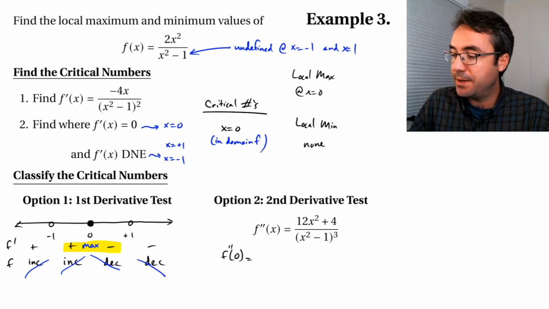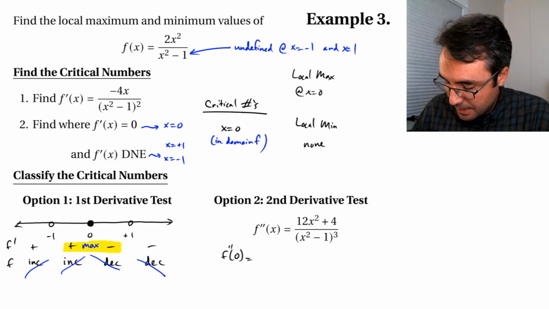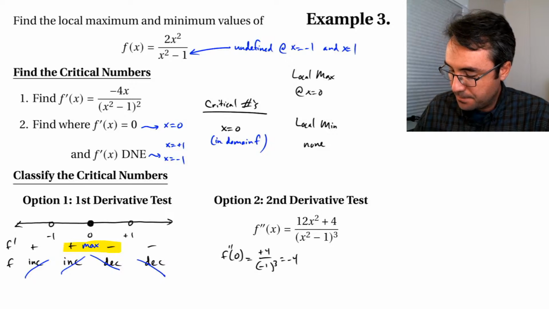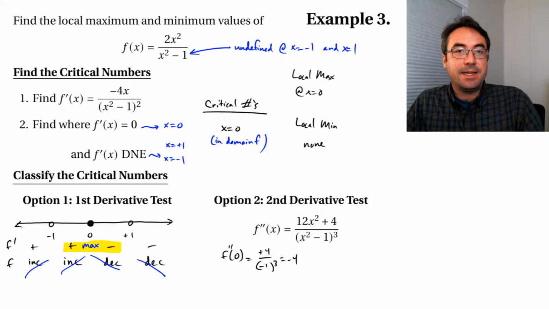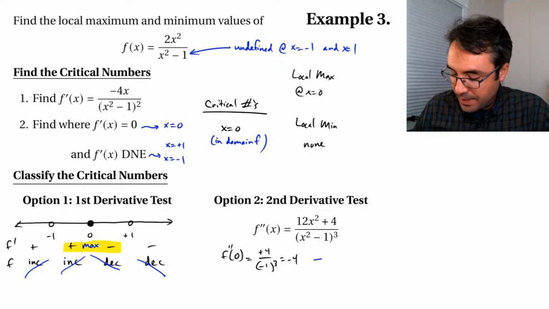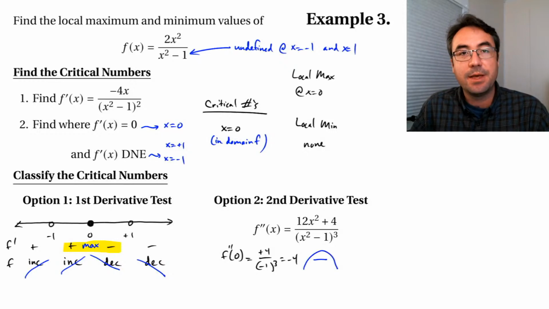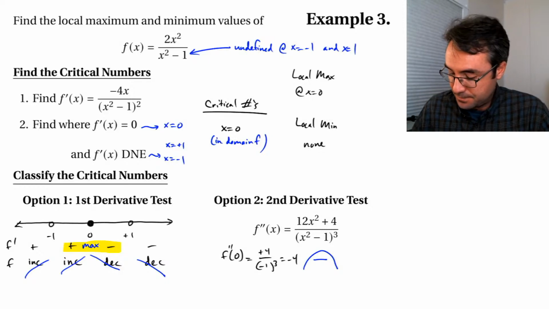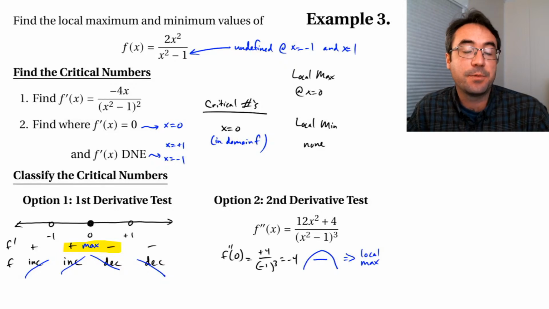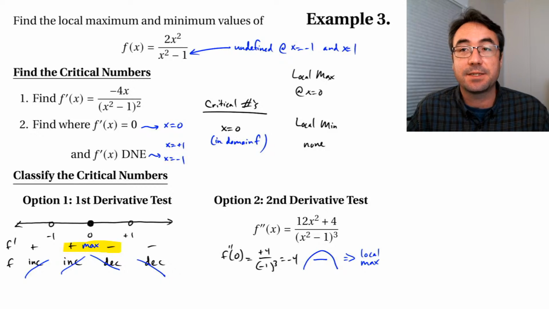If we plug 0 in, what do we get? We get positive 4 over negative 1 cubed, which is negative 4. What does that tell us about our critical number? Well, when we have a negative second derivative, draw in the concave down shape, and that should remind you we have a local max. And that just confirms what we already knew from the first derivative test. We have a local max at x equals 0.